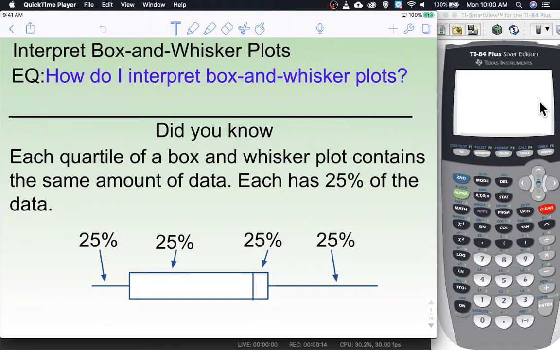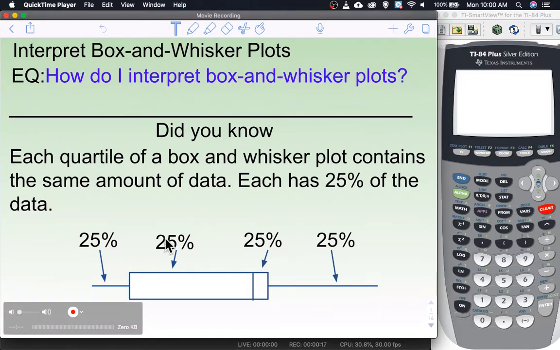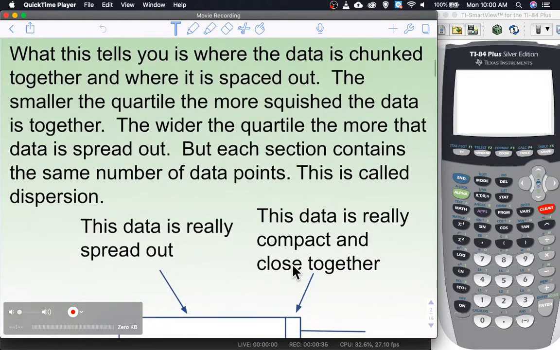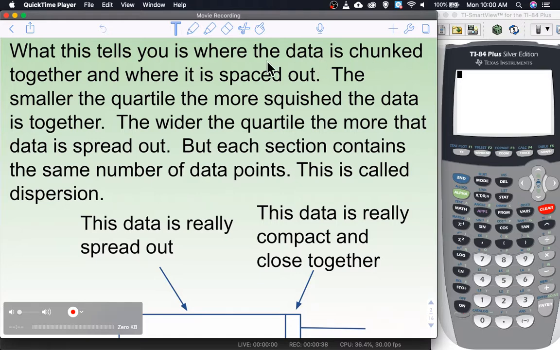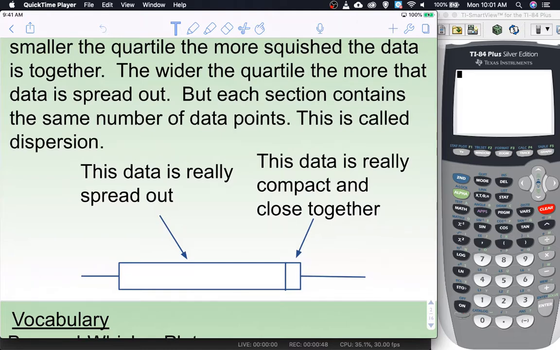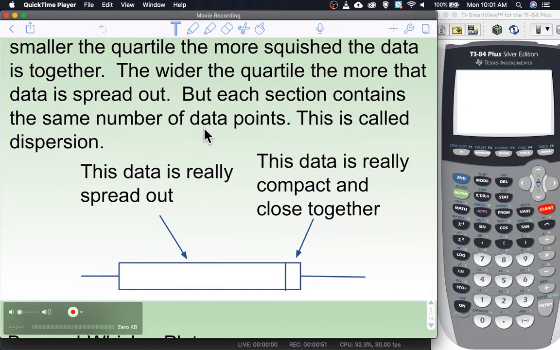Did you know that each quartile, each section of a box and whisker plot, contains the same amount of data? Each has 25% of the data. So this piece has 25% of the numbers, this piece has 25%, and that one and that one. They all contain the same amount of data. What this tells you is where the data is chunked together and where it is spaced out. The smaller the quartile, the more squished the data is together. The wider the quartile, the more that data is spread out. But each section contains the same number of data points.